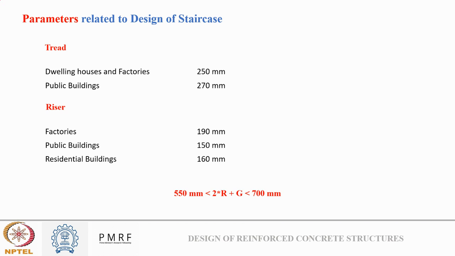We saw tread, the horizontal part. For factories and dwelling houses, the code says that tread should be at least 250 mm, according to IS 456. These are some minimum values that you need to provide. Suppose you have a project in which you have a ground floor and the first floor, and you need to design a staircase. So the tread, the riser, how to choose them? You need to have a base using which you can design those steps. For tread, if you are designing for factories or dwelling houses, your tread should be at least 250 mm, and for public buildings, your tread should be 270 mm.